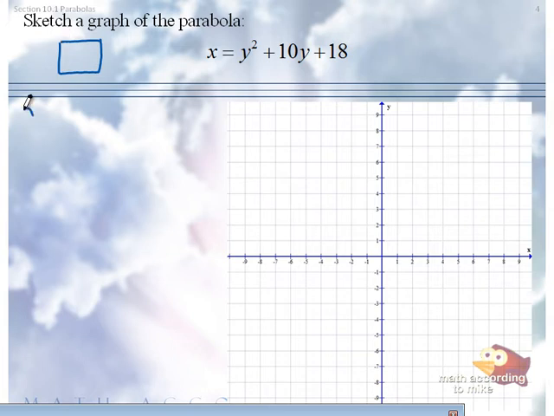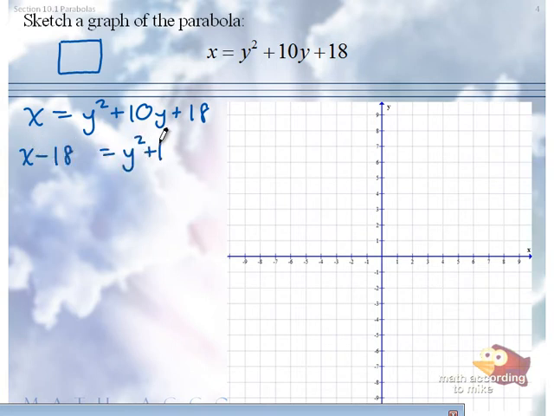Remember, to complete the square, there's two things that must happen before you do so. The leading coefficient must be a 1, which we do. And the variable has to be by themselves. So we're going to isolate the y terms by subtracting 18 from both sides. Remember, to complete the square, after those two steps are done, what's half of 10? 5. Squared? 25. We're going to add 25 to both sides.